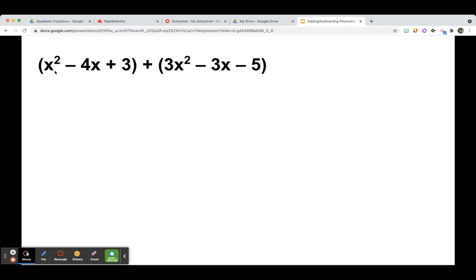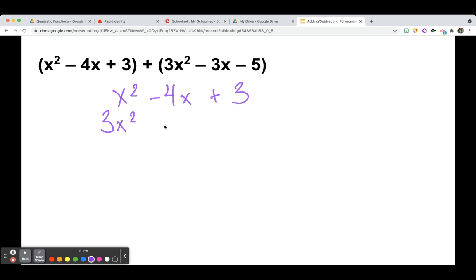We have a polynomial added to another polynomial. First, I'm going to make sure it's in descending order, so my highest exponent is listed first and then my lowest. We're all good there. And then it's basically like you're combining like terms. Really, that's all it is. I'm going to write the first one, x squared minus 4x plus 3, and then I'm going to write the second one right underneath.